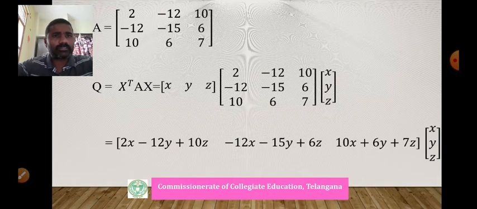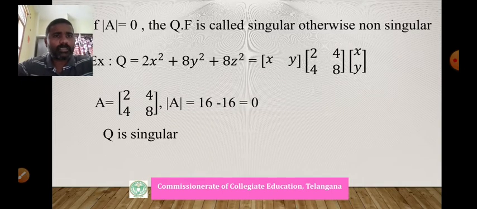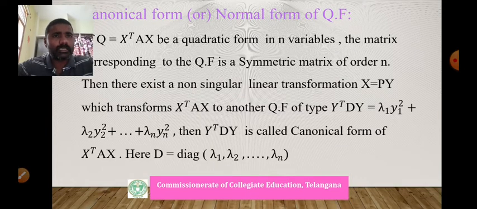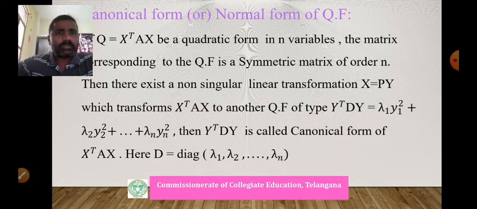These are some quadratic forms. Today we discuss some basic properties of these quadratic forms, that is, the canonical form or normal form of a quadratic form. If q equals x transpose Ax is a quadratic form in n variables, then the matrix corresponding to the quadratic form is a symmetric matrix of order n, which we already know.